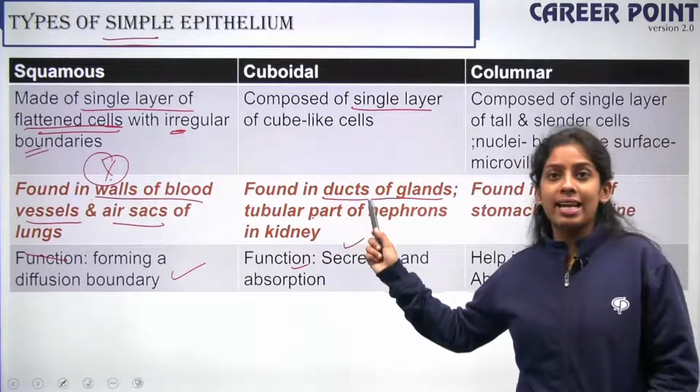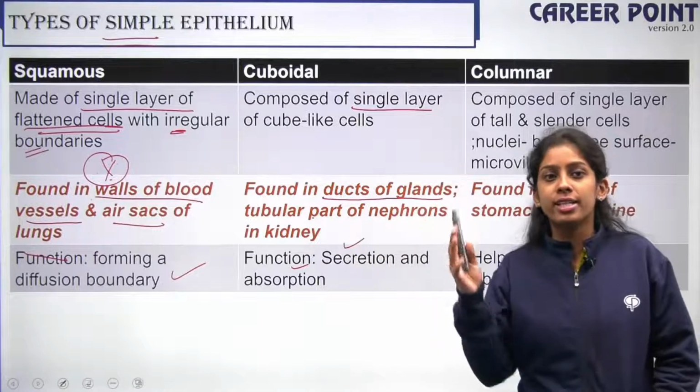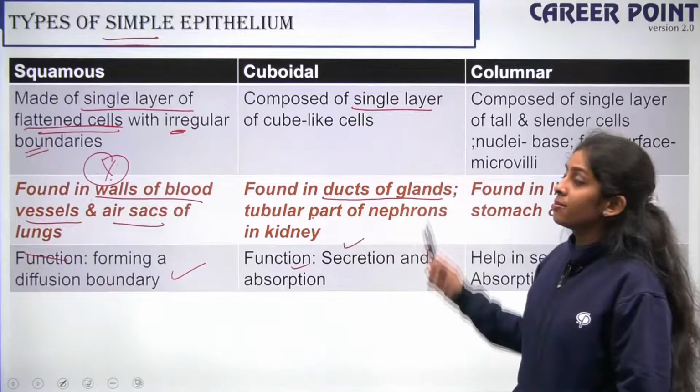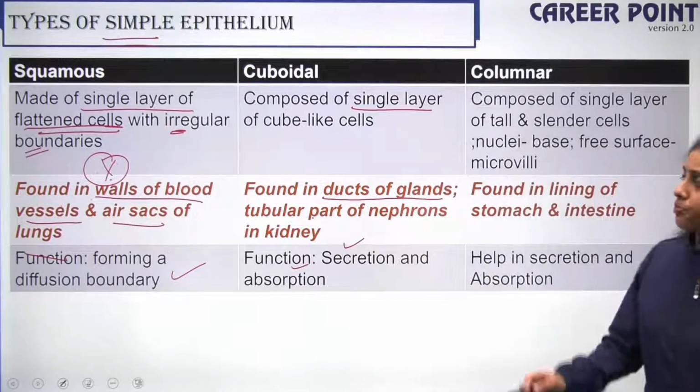Of course, if it is lining the ducts of your glands, it is going to carry the secretions of your glands, right? So your function is secretion and absorption. So that is about your simple cuboidal epithelium.